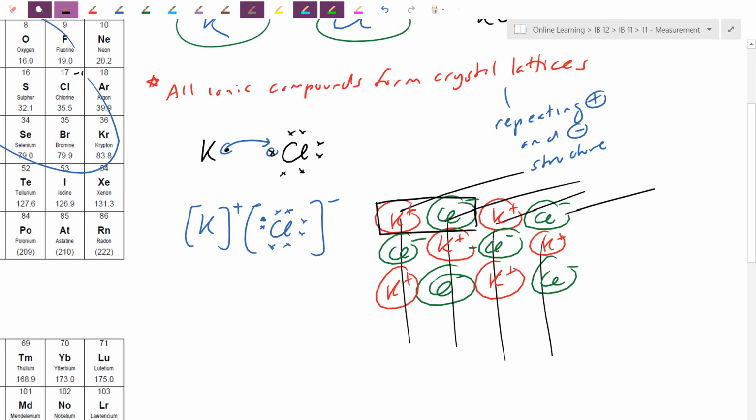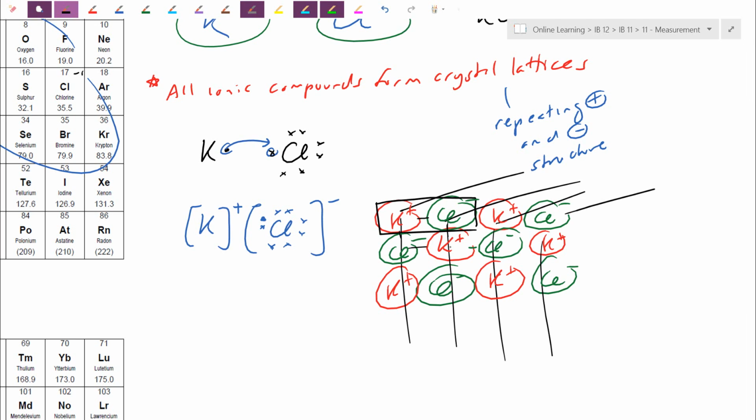So all ionic compounds form lattices, and this will come back later on. This is actually why ionic compounds are typically solids at room temperature. Because we have a lattice, we have many attachments. We have many bonds holding this together. You're going to need to heat this up quite significantly for these ionic bonds to actually break.